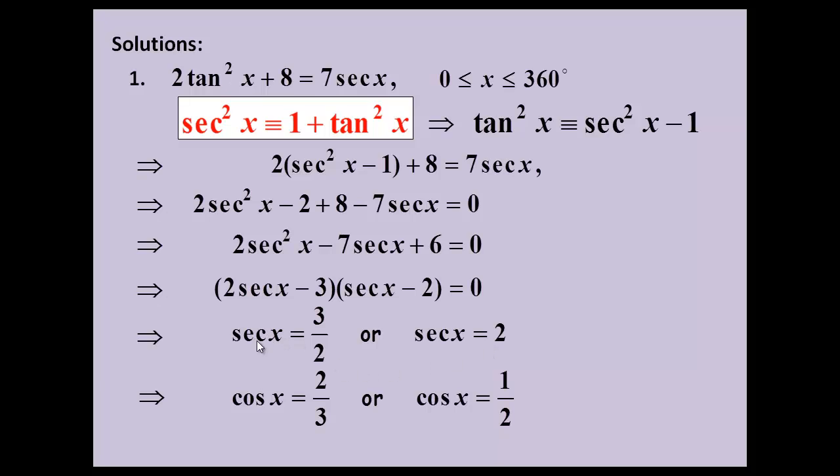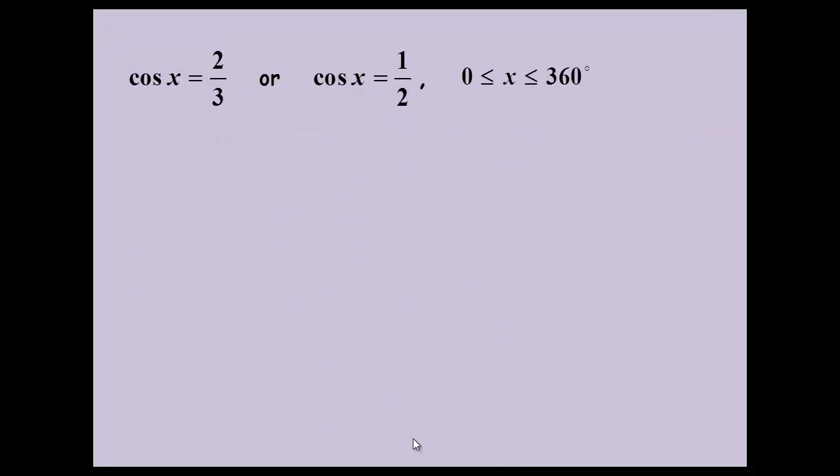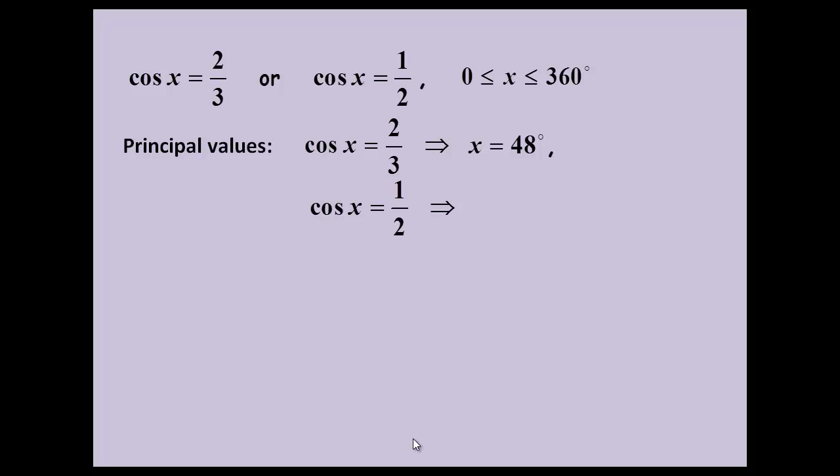Remembering that we haven't got sec on the calculator, so we need to flip the fractions for cos. And they're both valid cosines, so we can find solutions for both of them. We're looking at all the solutions between 0 and 360, so each of these values will give us two solutions. If we look at the graph, that will remind us where we can find the solutions.